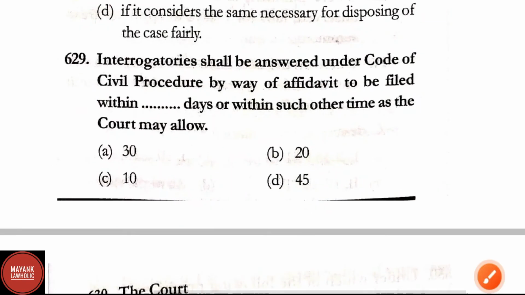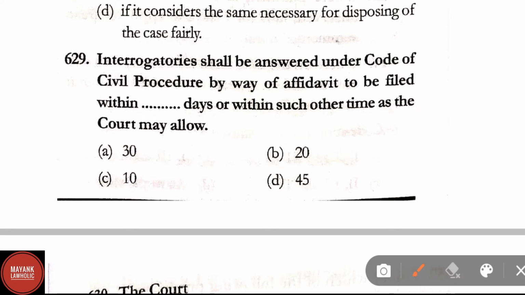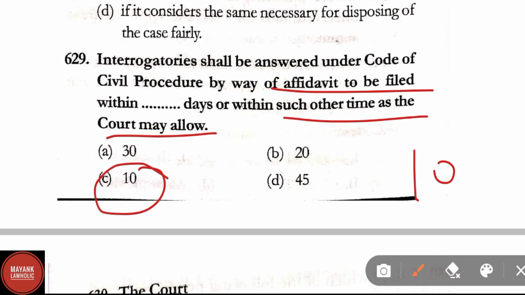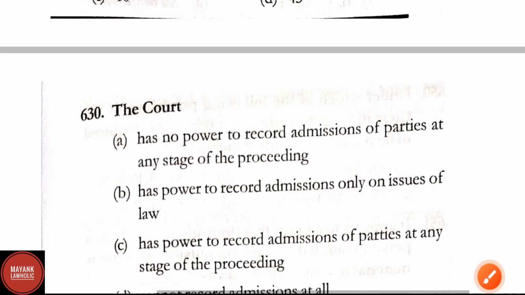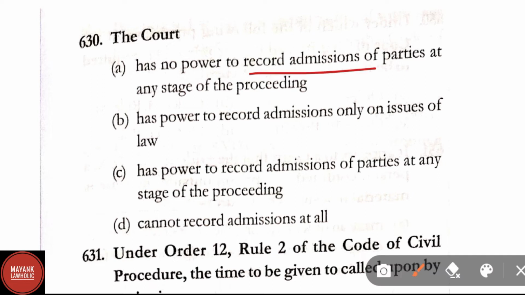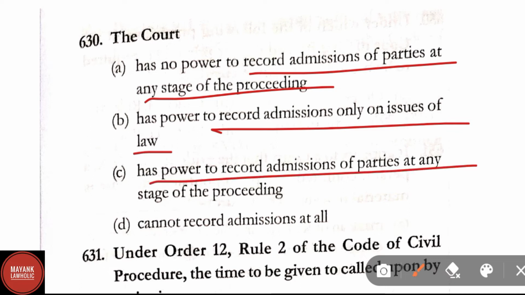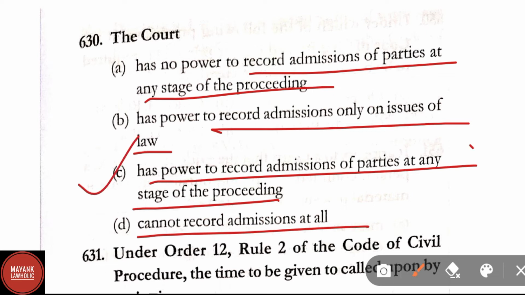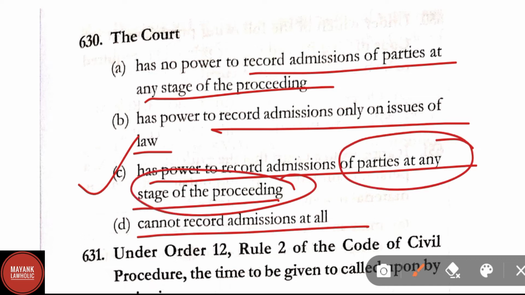Question number 629. Interrogatories shall be answered under the CPC by way of affidavit to be filed within dash days or within such other time as the court may allow. Here correct answer is option C, that is 10 days or within such time as the court may allow. Question number 630. The court, option A, has no power to record admissions of parties at any stage of the proceedings, has power to record admissions only on issues of law, has power to record admission of parties at any stage of proceedings, and D, cannot record admission at all. Here correct answer is option C. The court has power to record admission of parties at any stage of the proceeding.